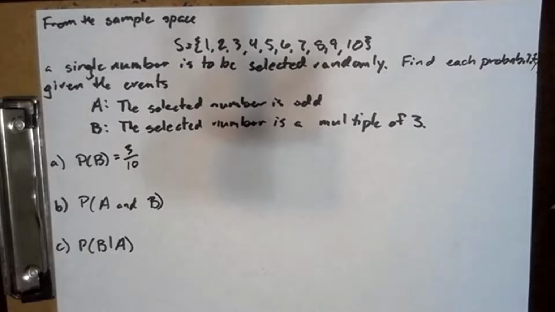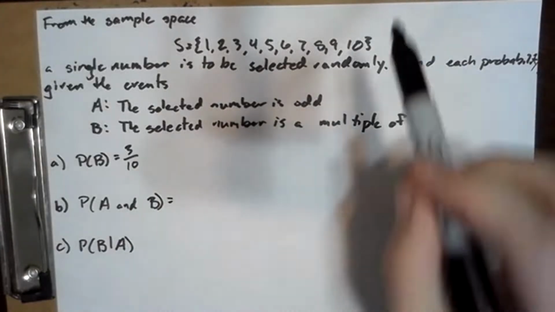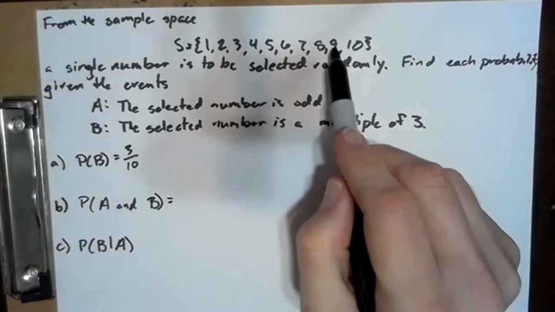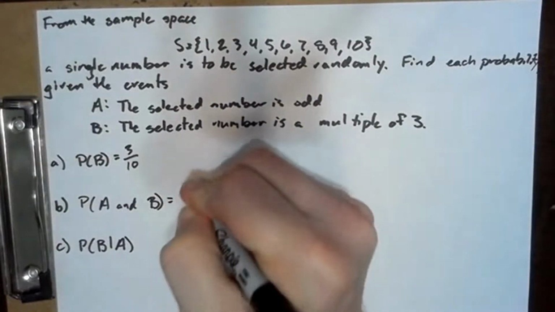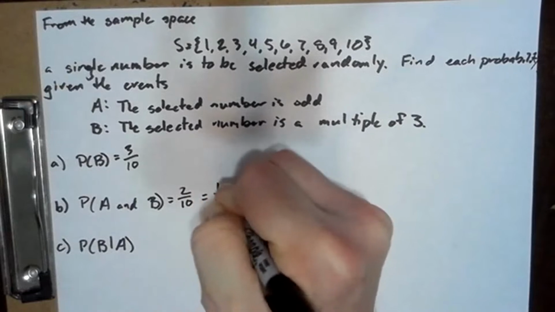Now, the probability of A and B, that the selected number is odd and the selected number is a multiple of 3. There are 2 odd multiples of 3 here, 3 and 9. So the probability is 2/10 or 1/5.